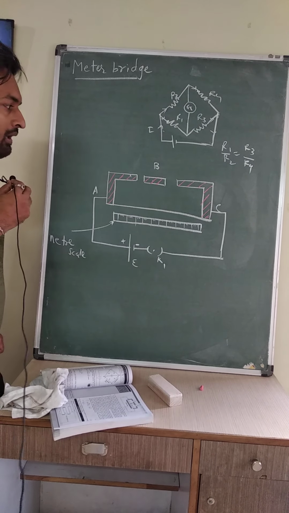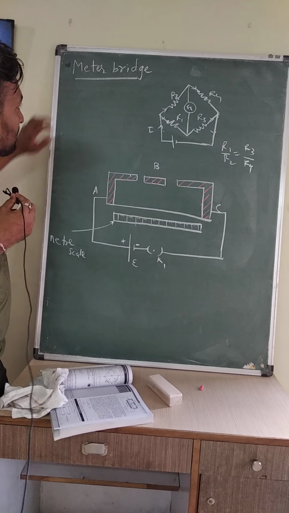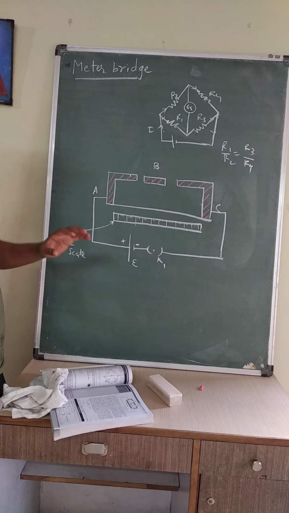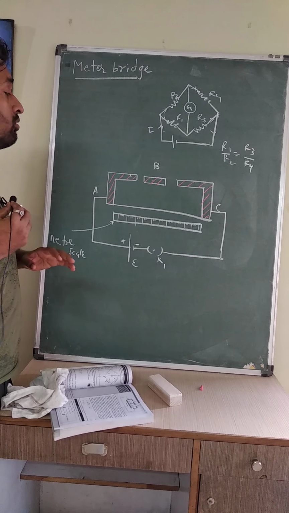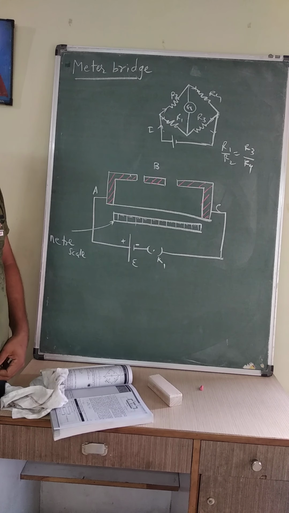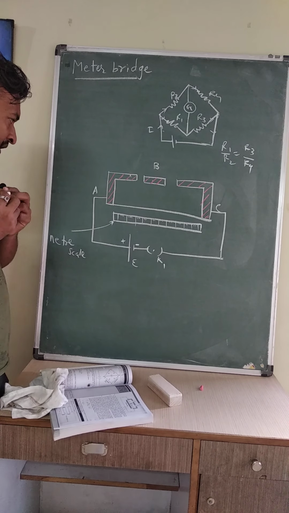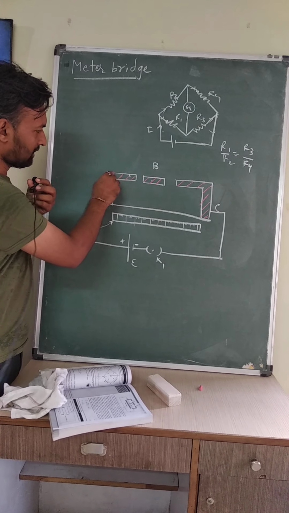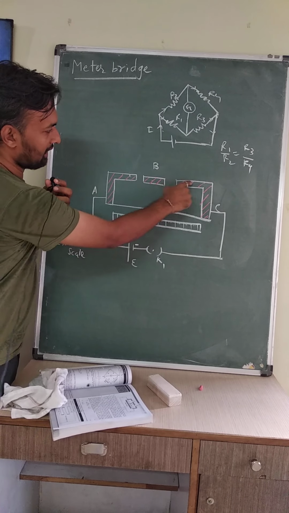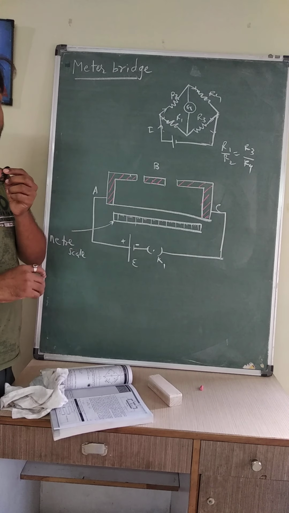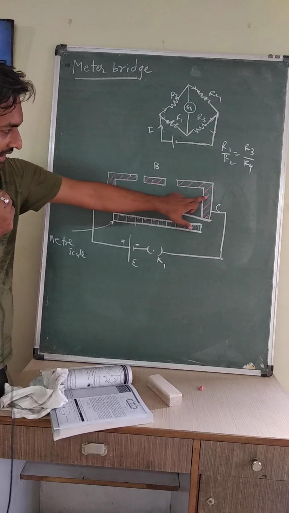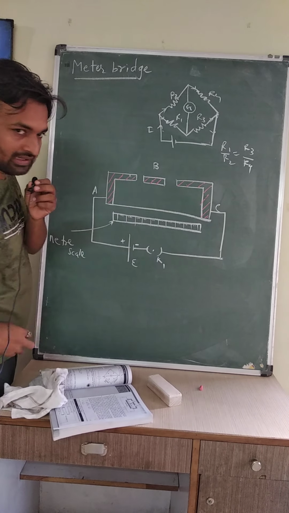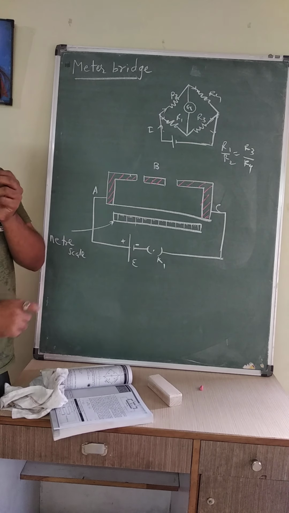So, starting with the construction and the arrangement of the meter bridge. The meter bridge is also equipment that is used for measuring the value of an unknown resistance. So here we have these metallic strips A, B and this portion C. These two metallic strips are of a rectangular shape. And between these two metallic strips, we have kept another metallic strip.